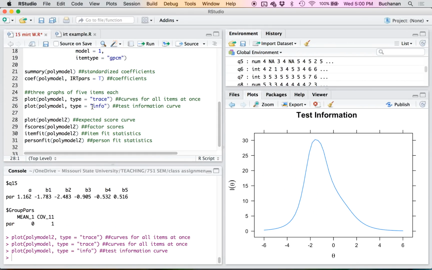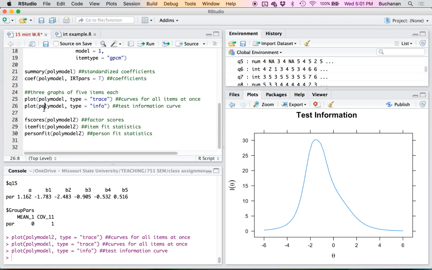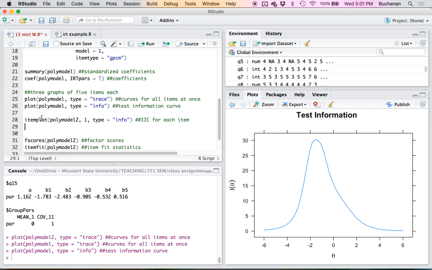And then getting some interesting information about items. But to do that, what I'm going to need to do is make the trace curves, the information curves for each item. So this part is a little slow. You have to do it one at a time unless you really want to get into looping data.